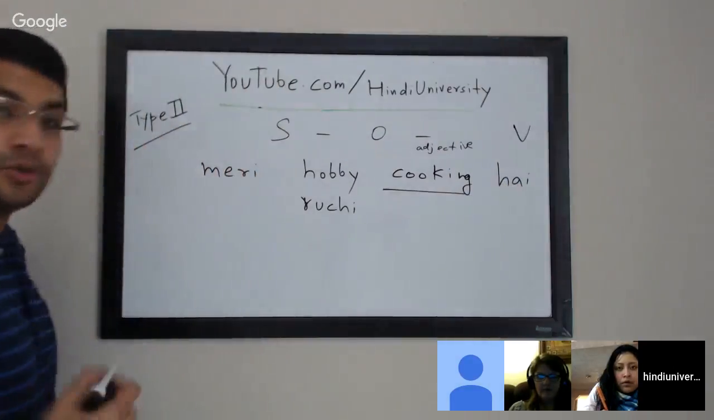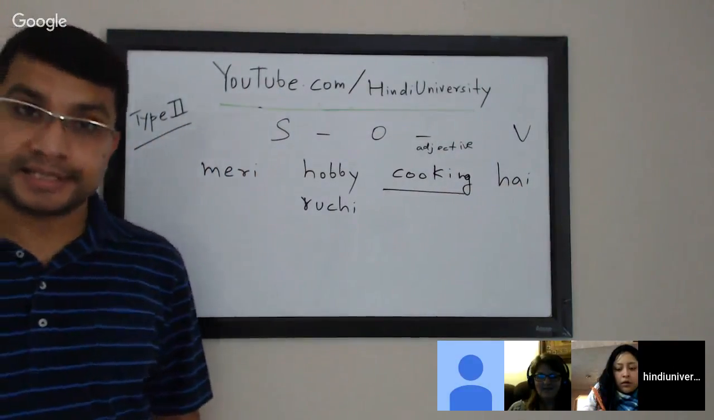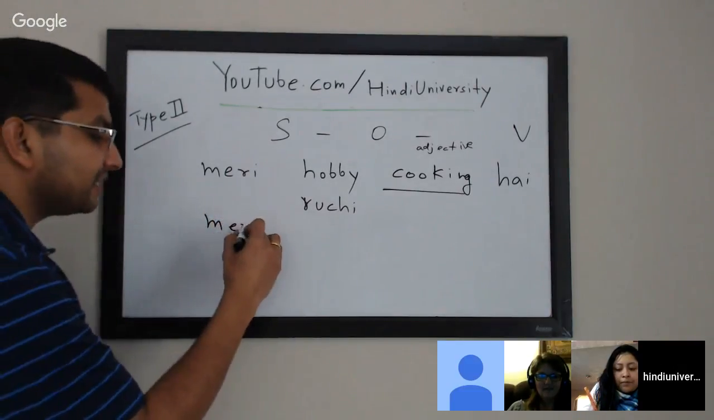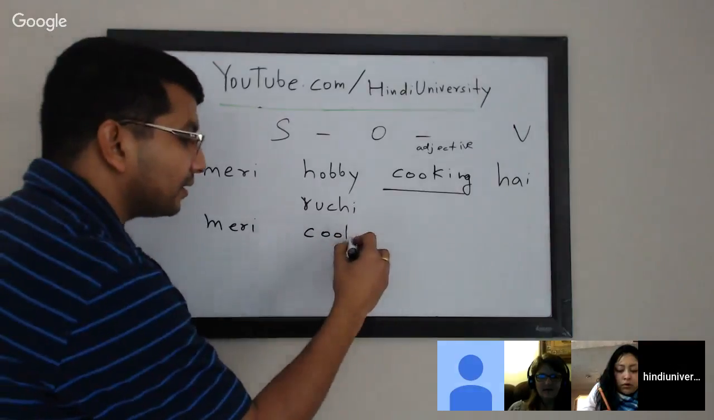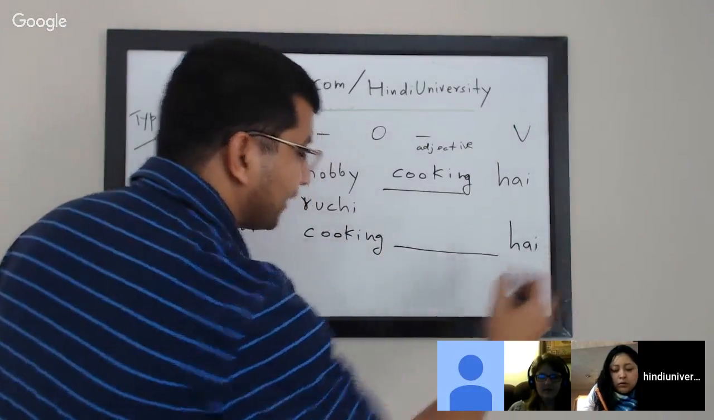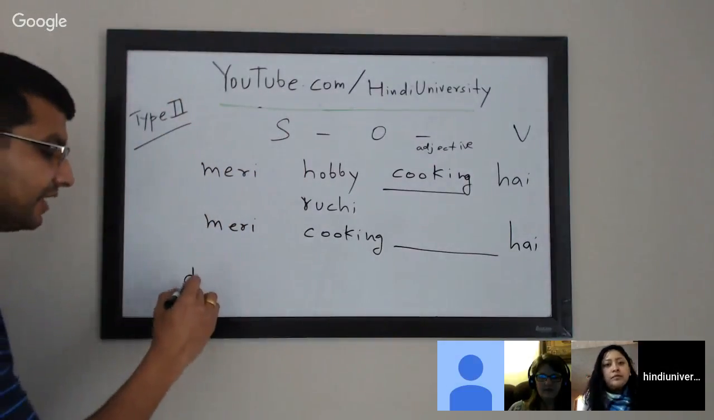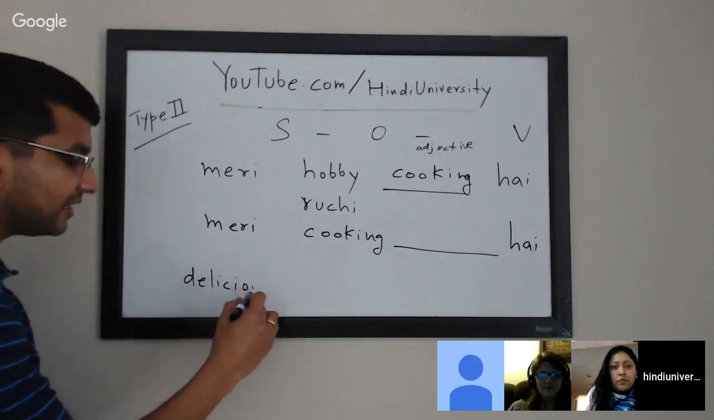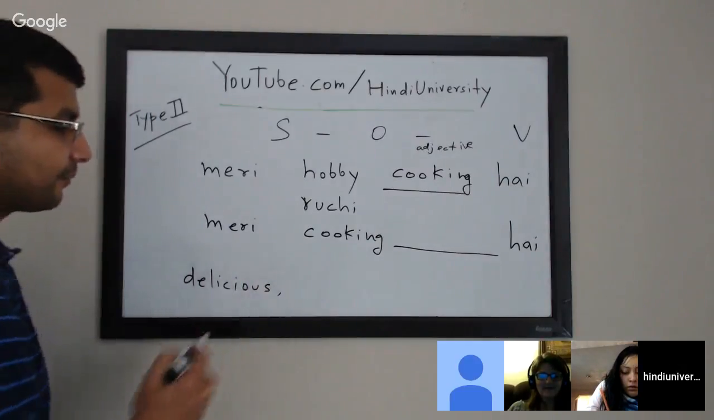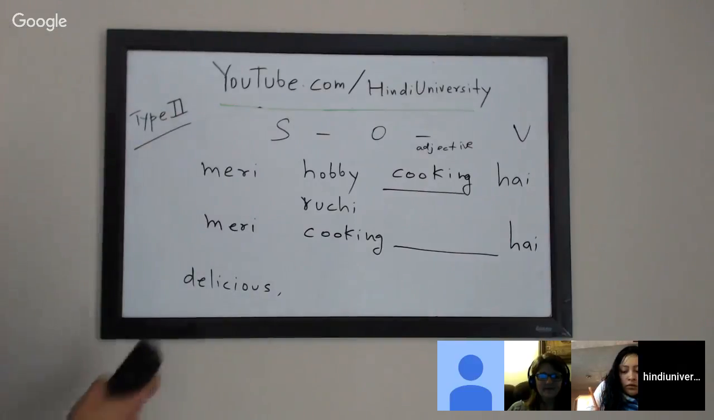मेरी हॉबी कुकिंग है. ओके, और मेरी हॉबी रीडिंग है. You can continue to build on top of it. मेरी कुकिंग डिलीशियस है. And you can pretty much keep on going, right, and talk more about it. और मेरा खाना, right?